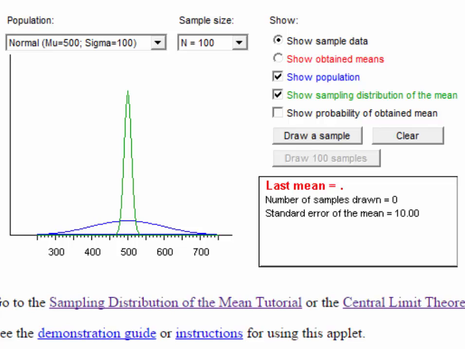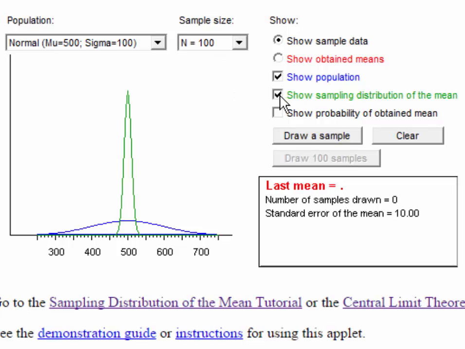Okay, here is the WISE sampling distribution of the mean applet. You can download this applet and play along with me as we go through the rest of this exercise. We have a choice here of several different populations. We'll just use the default, which has a mean of 500 and a standard deviation of 100 and has a normal shape. And we'll also take the default of 100 cases as the sample size.